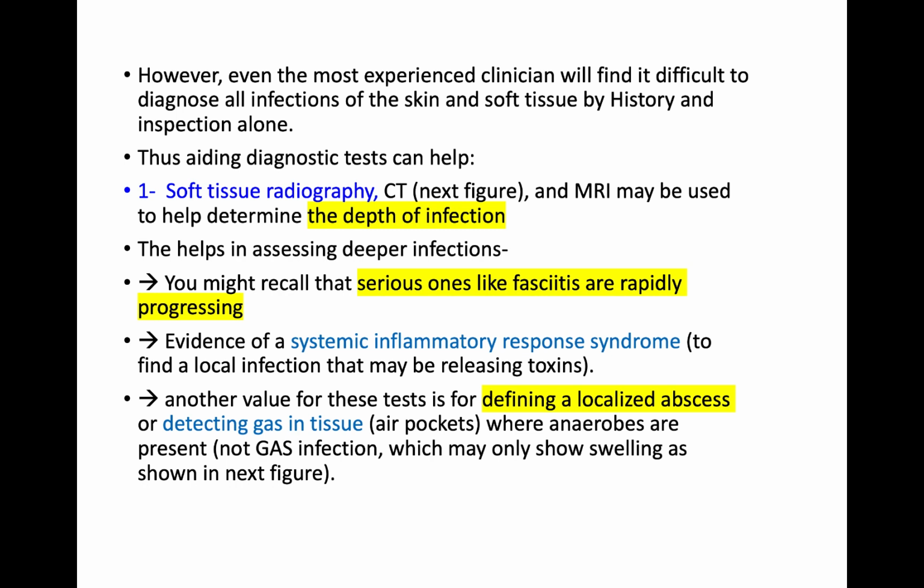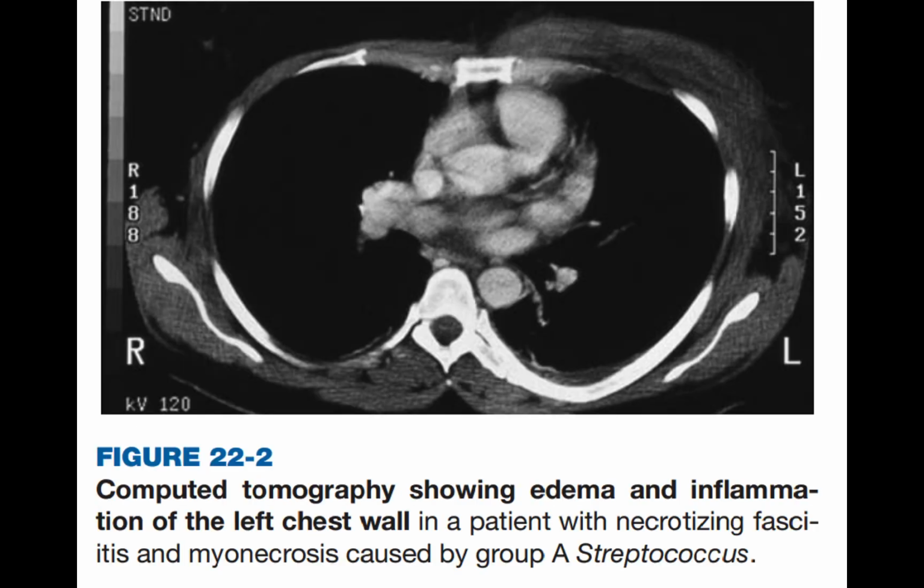So soft tissue radiographs ممكن تعمل CT, MRI may be used to help determine the depth of infection. This helps you assessing the deeper infection. مثلا you might recall مثلا serious ones مثل fasciitis rapidly progressing are more deep. Evidence of a systemic inflammatory response syndrome مثلا to find local infection and maybe releasing toxins مثلا. كمان شيء ثاني ممكن يعطيك هلا هدول radiographs and defining a localized abscess or detecting gas in the tissue. تذكروا كمان حكيناهم where anaerobes are present as well.